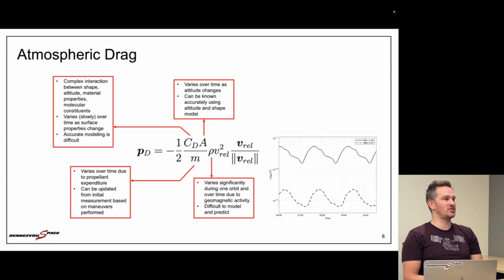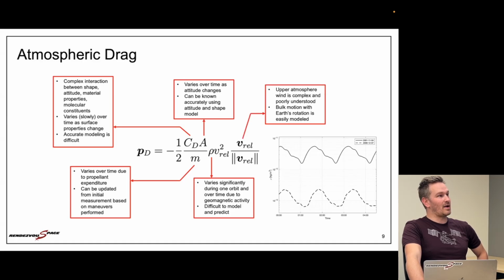So this, like coefficient of drag, is another tricky one. This one varies a lot during a single orbit and also over time due to varying solar activity. This is extremely challenging to model and predict. The little figure here on the right shows the same orbit, but at two different times. So one is in 2001 at a period of high solar activity, and one is 7 years later during a period of low solar activity. So you see there's a variability of almost 2 orders of magnitude in atmospheric density for the same orbit.